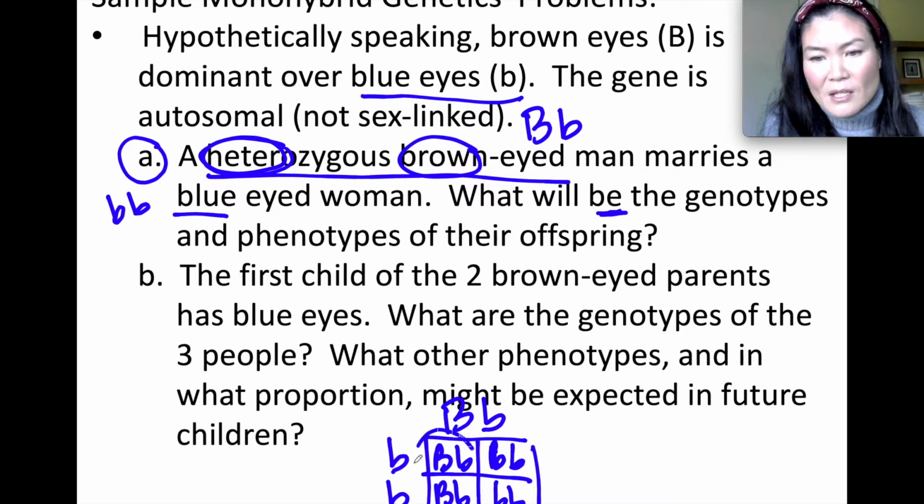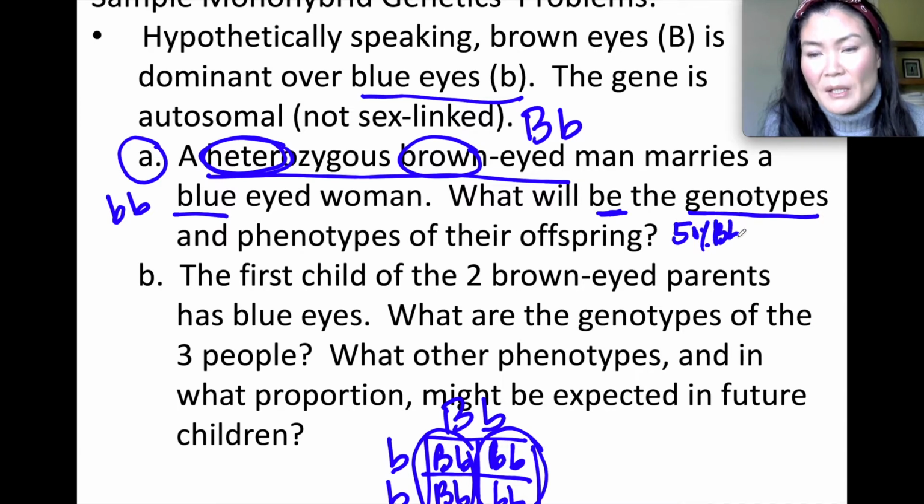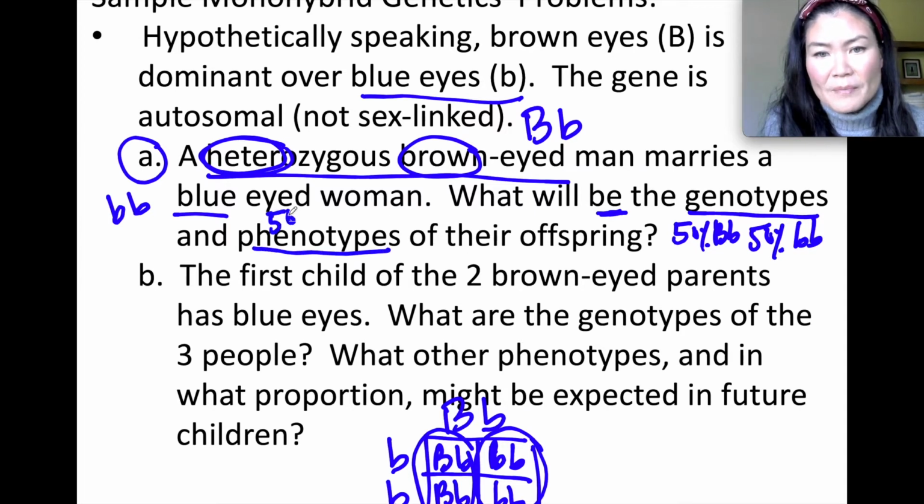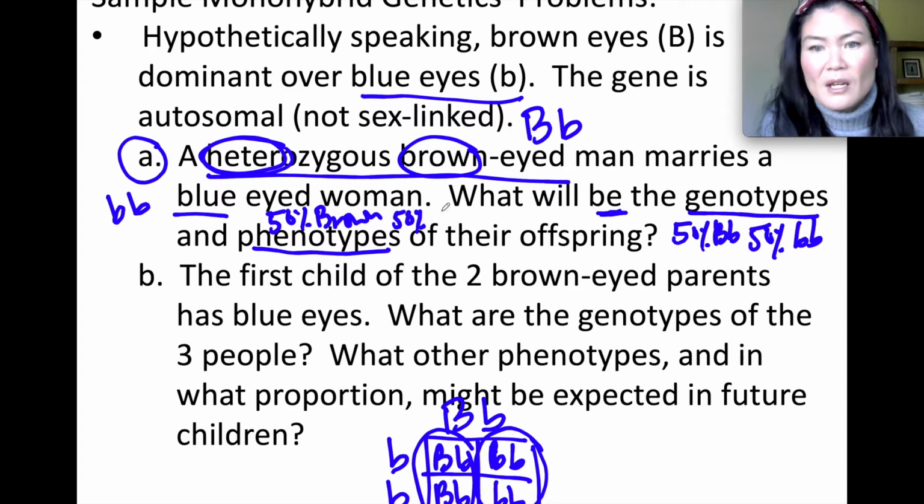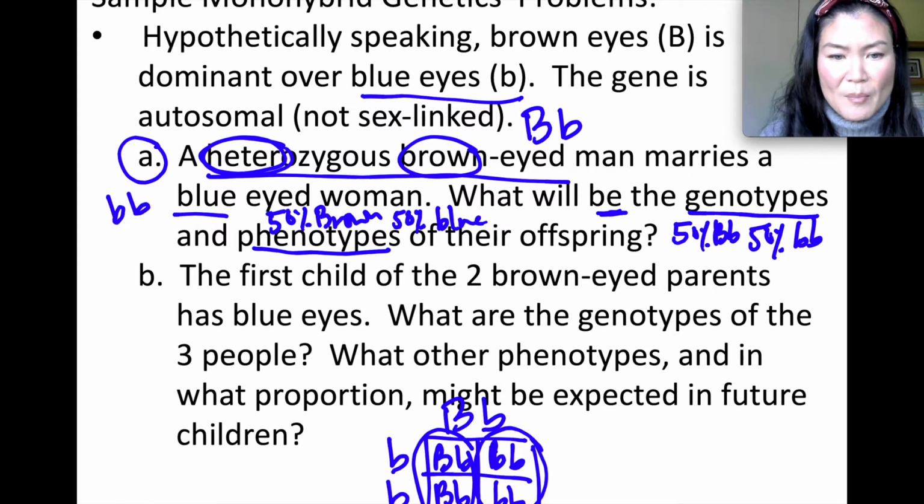Okay, so I see one half brown, one half blue. So it says what will be the genotypes? It's going to be 50% or one half big B, little b, and 50% little b, little b. And then what are the phenotypes of the offspring? 50% brown. So see how I'm paying attention to the language here? Phenotype versus genotype. 50% blue. Okay, so I've just answered that first question, part A. And let's go ahead and answer B.